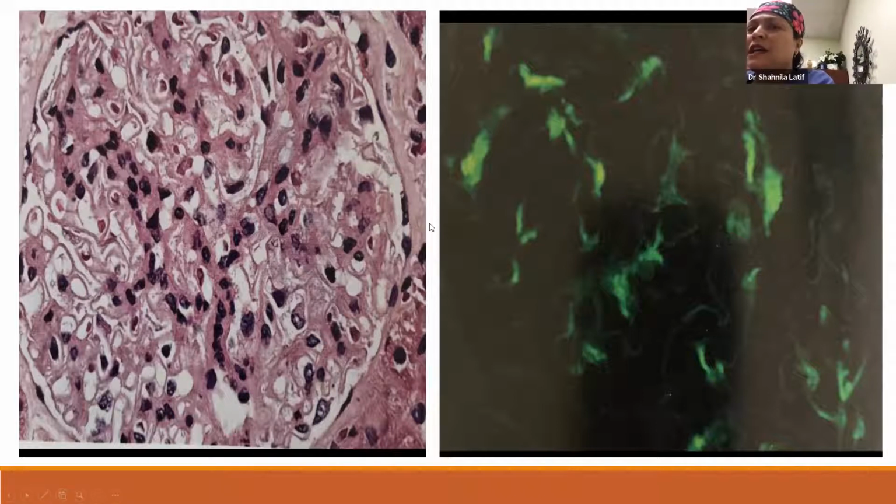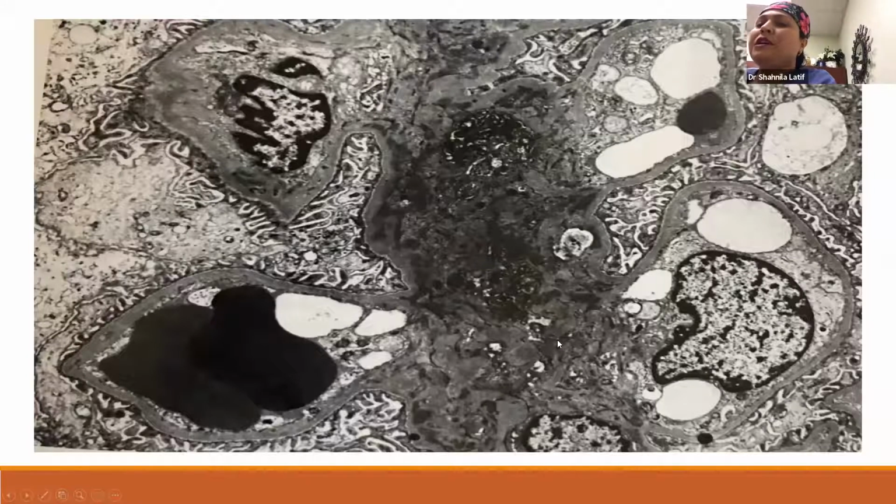Here the deposits are a little bit more, but they are still in the mesangium, and they are not involving the capillary loops or subendothelial location. And that's why this is class 2 lupus. Clinically, the patient may have some proteinuria, but not much. And on EM, you can see the center area where there are deposits, and they are some mesangial deposits, but they are much more in quantity as compared to class 1.